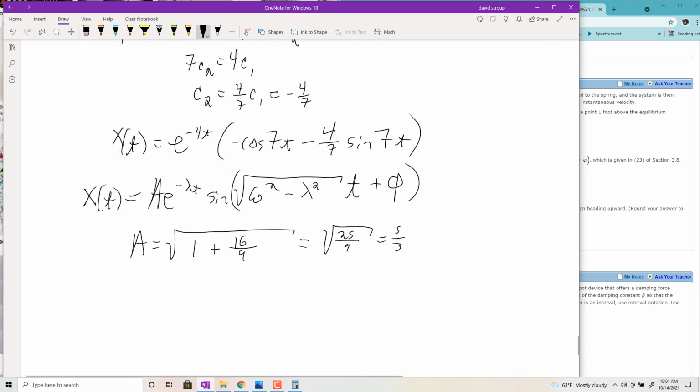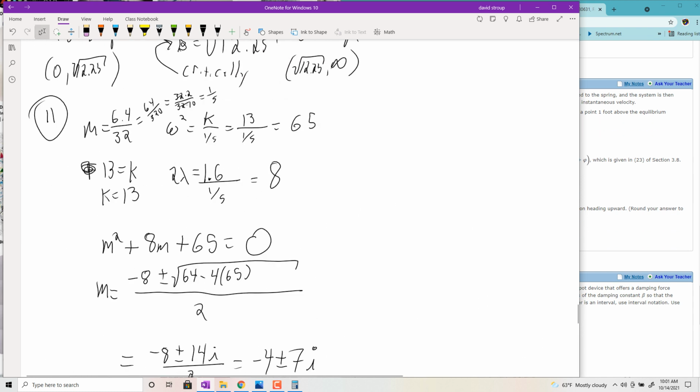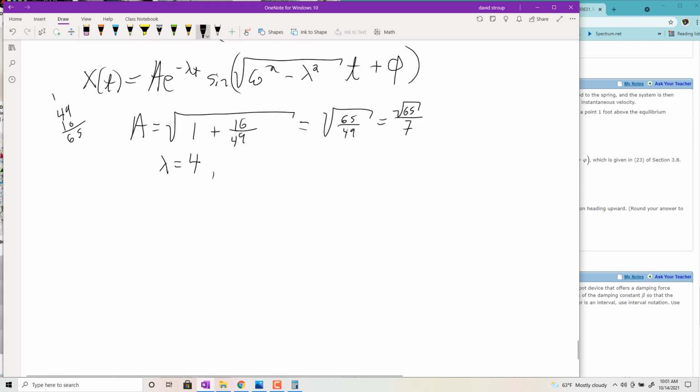And then this will be 16/49, and that screws it up, right? So this would be 49/49 plus 16/49, adding 16, 65/49, so the square root of 65 over 7. Okay, sorry about that. What else do I need? Lambda, I just said, was 4. So lambda squared must be 16. Omega squared we already had up there is 65.